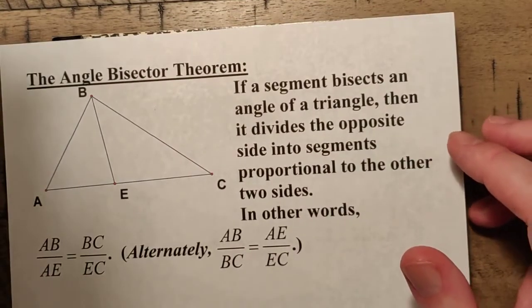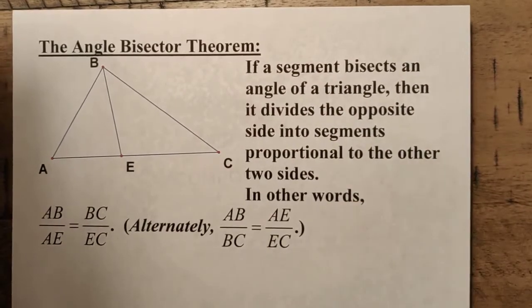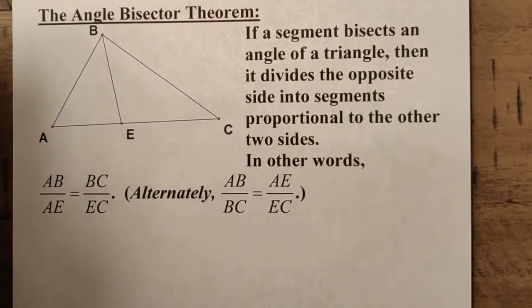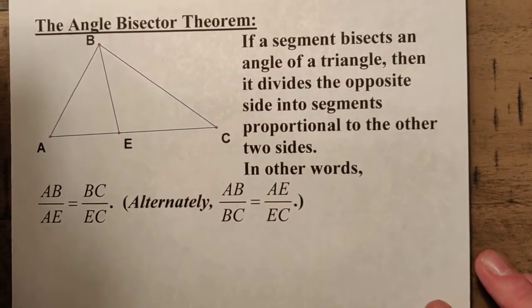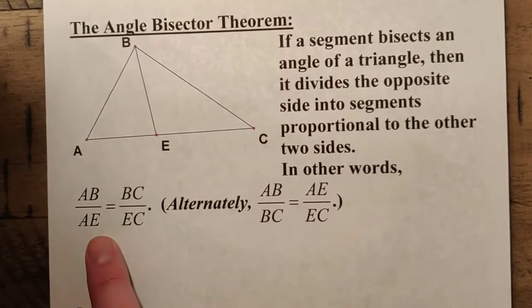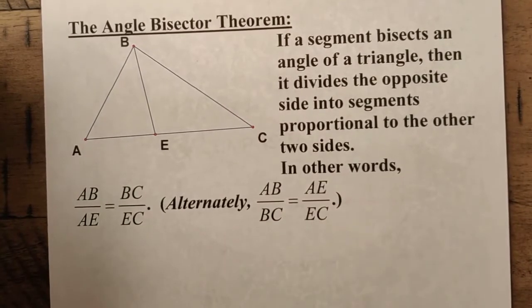So, I'd like you to take a look at this one here, folks. This is known as the Angle Bisector Theorem. It says if a segment bisects an angle of a triangle, then it divides the opposite side into segments proportional to the other two sides. So, in essence, I'm attempting to prove AB over AE equals BC over EC, or I can prove this. Either of these are perfectly fine. Both of these are valid things.